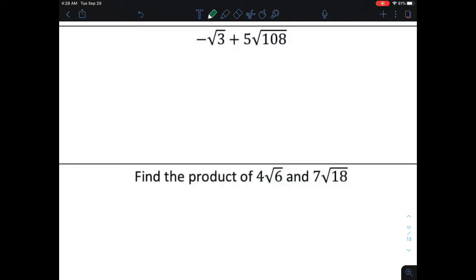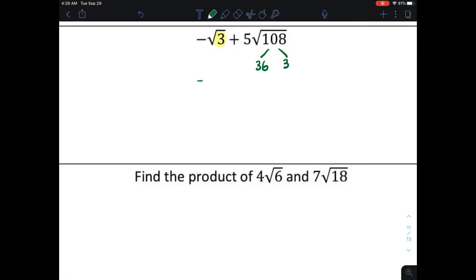All right, this next one here. So negative square root of 3 plus 5 times the square root of 108. And I want to simplify that. Well, in order to simplify it, I need to make both of my radicals be of the same number. So I need to end up with the square root of 3. So I'm going to cheat here, and I'm going to try to figure out what times 3 makes 108. And 108 divided by 3 is 36.